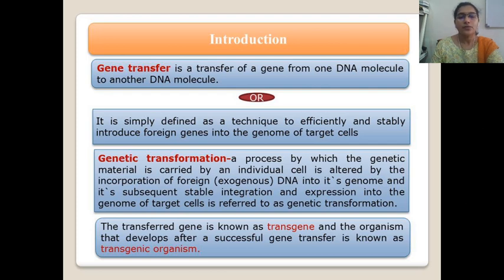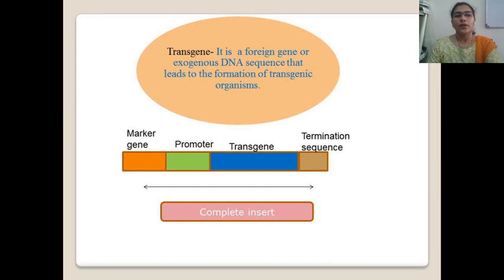Therefore, the transferred gene is known as a transgene, and the organism which has been developed after the successful transfer of a gene is known as a transgenic organism. Now, what is a transgene? A transgene is a foreign gene or an exogenous DNA sequence that leads to the formation of a transgenic organism.